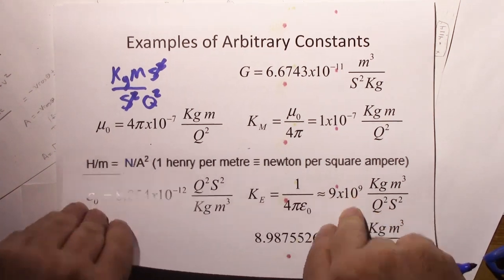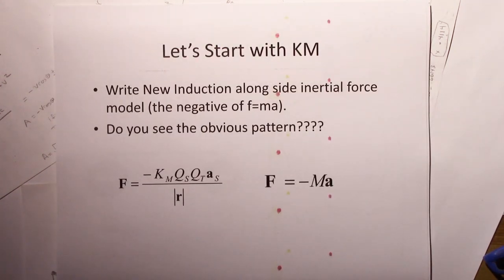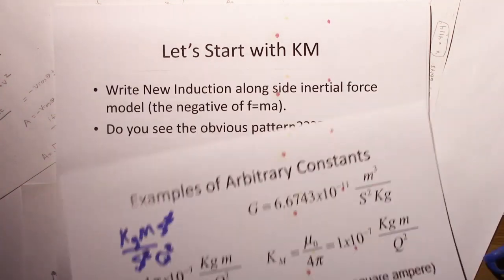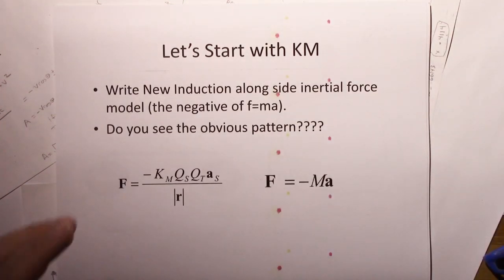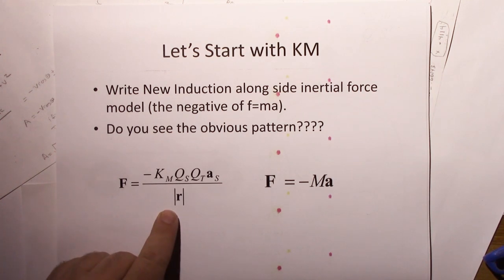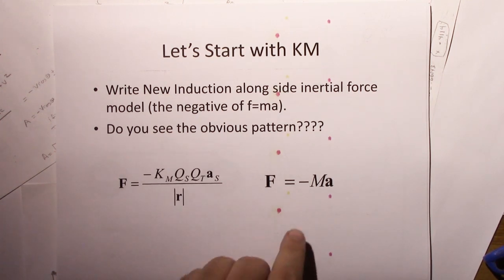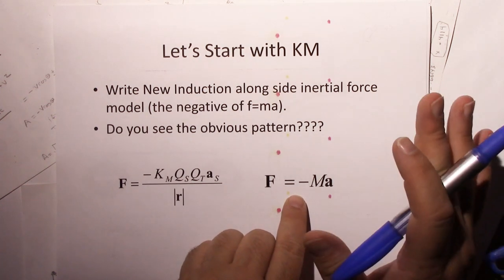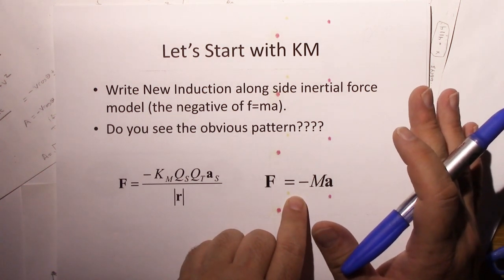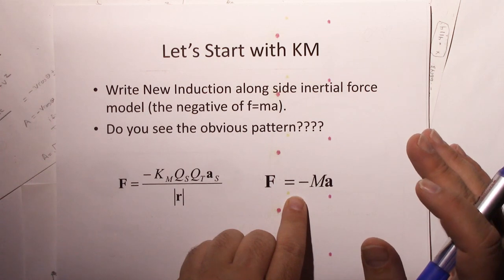So let's get started with Km, which is the magnetic field constant. Now let's bring in Neumann induction. We're writing Neumann induction right here, and we're going to write the inertial force model here. The inertial force model is the negative of Newton's model here.